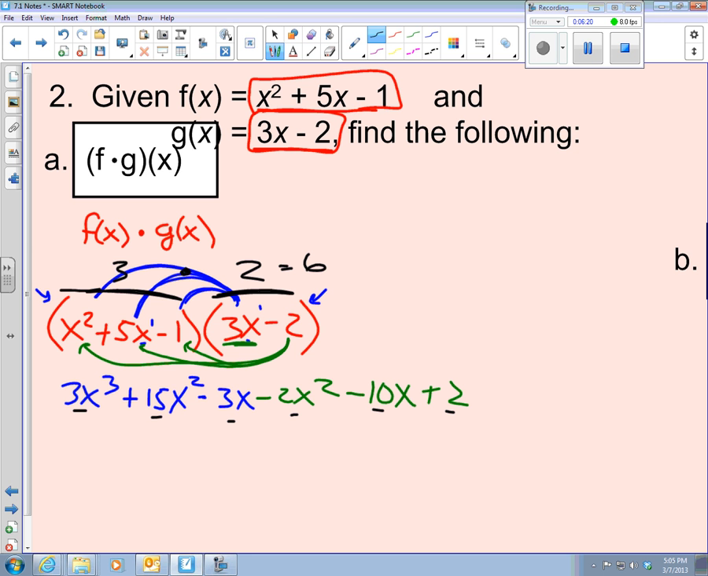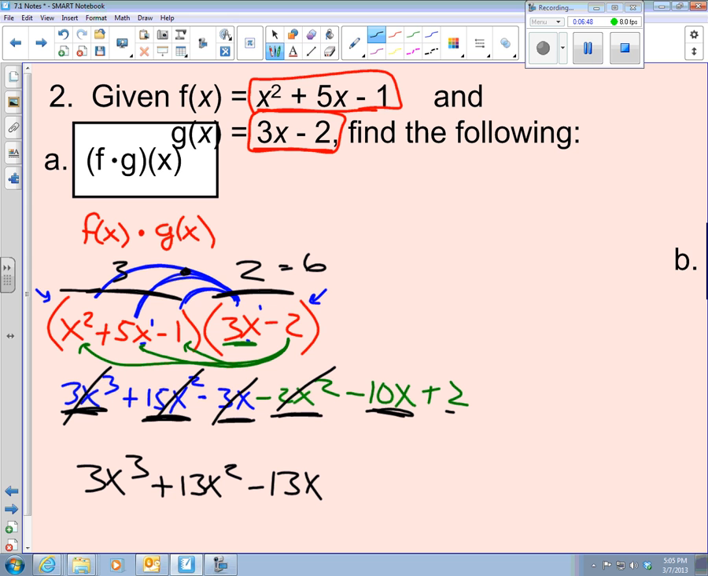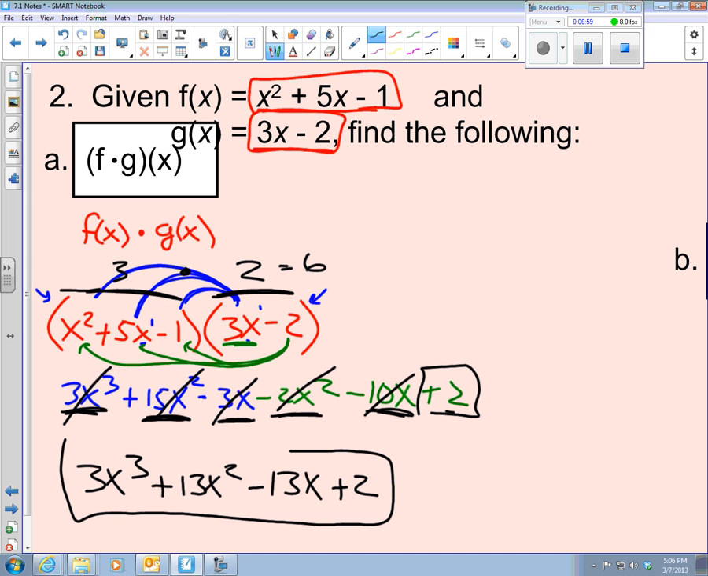And I think there's only one x cubed term, so that's 3x cubed. I'm done with that one. There are 2 x squared terms. 15x squared and negative 2x squared, that's plus 13x squared. Done with them. Any other terms we can combine? I think you're right. Negative 3x and negative 10x is negative 13x. The only thing left is our little constant. That's a number without a variable, and that's plus 2. And we are done.